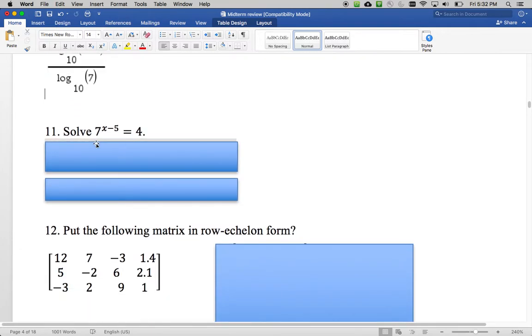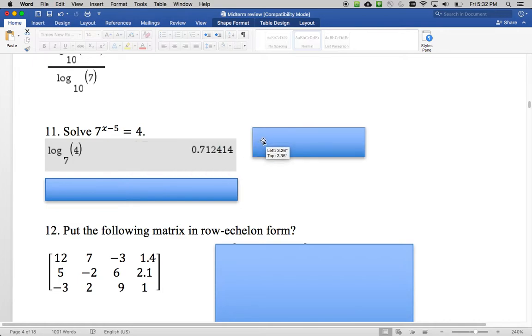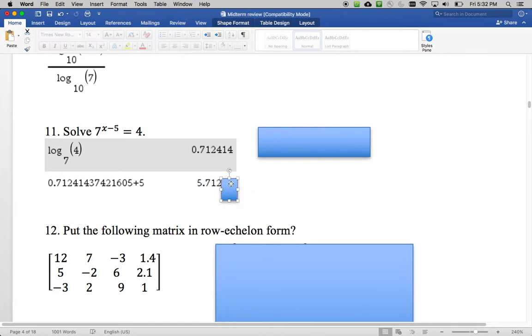All right, moving on. Now we want to solve for x. We're going to have to convert this into a logarithm. So we're going to keep our base, which is 7, switch the 4 with the x minus 5, which is going to be on the other side of the equal sign. I'm just plugging, so then log base 7 of 4, I plug into the calculator, and the calculator gives me this number. But remember, this number equals x minus 5, so to get x by itself, I have to add 5 to that, and that gives me my final answer, which is here.